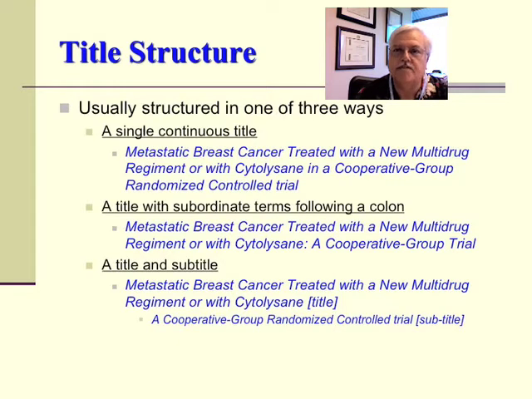Usually, titles are structured in one of three ways. The first way is a single continuous title. For instance, metastatic breast cancer treated with a new multi-drug regimen or with cytolysaine in a cooperative group randomized control trial. So you sort of get a single title. You can decide whether it's too long or whether that would draw you in.